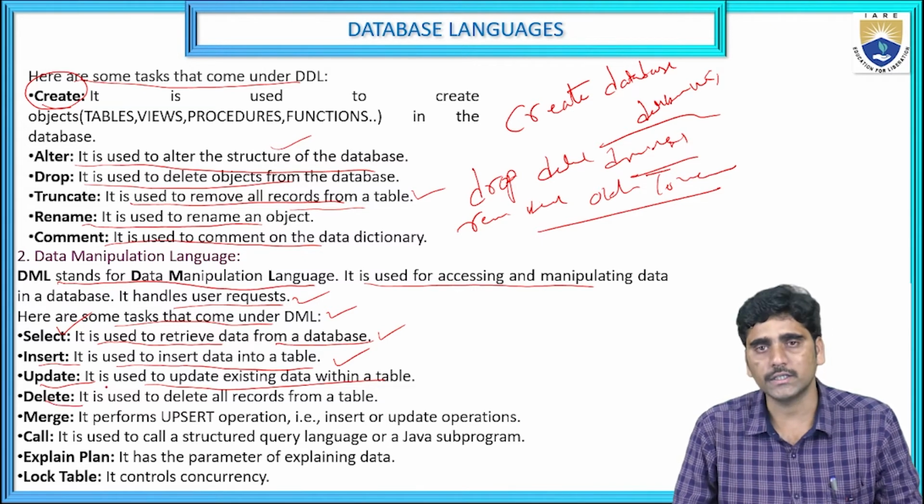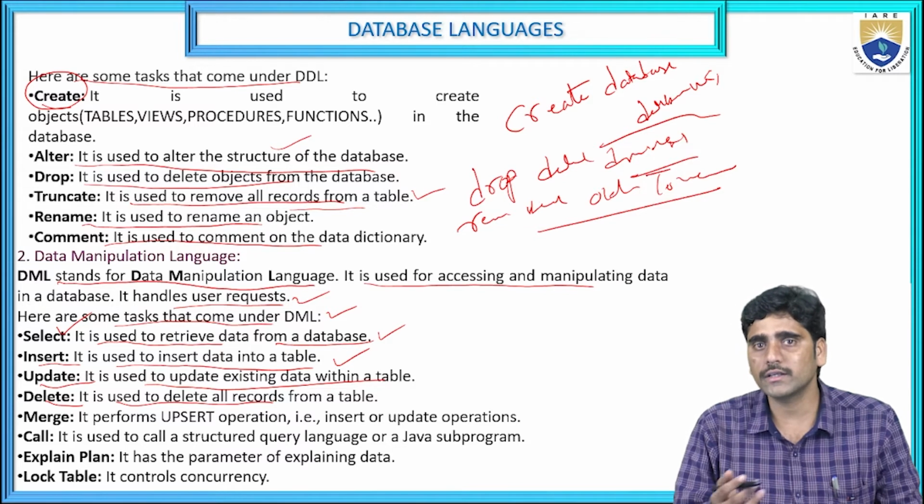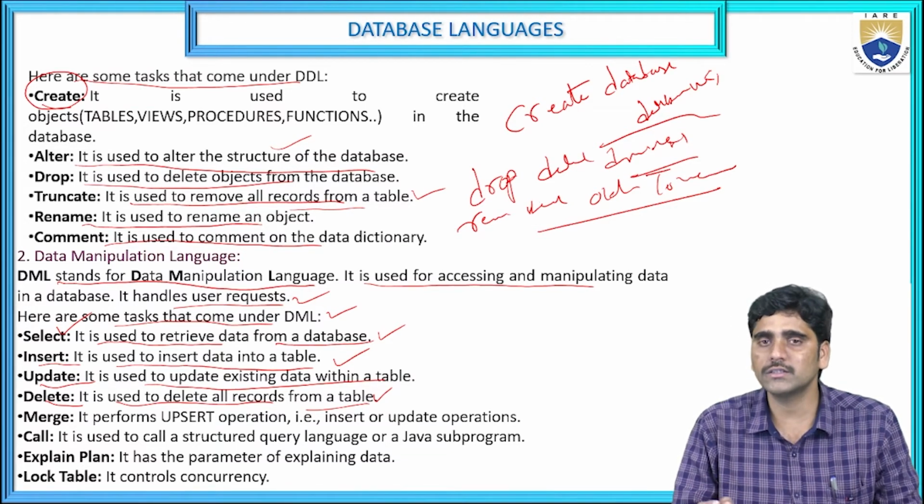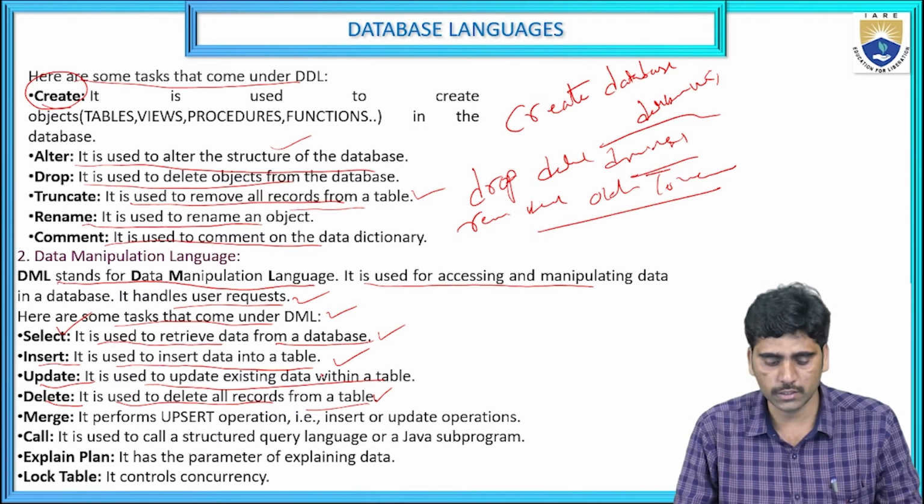And similarly, delete. It is used to delete records from the table. If you want to delete one particular record, you can delete it. If you want to delete all the records, you can delete all the records. For this purpose, you are going to use the delete command.